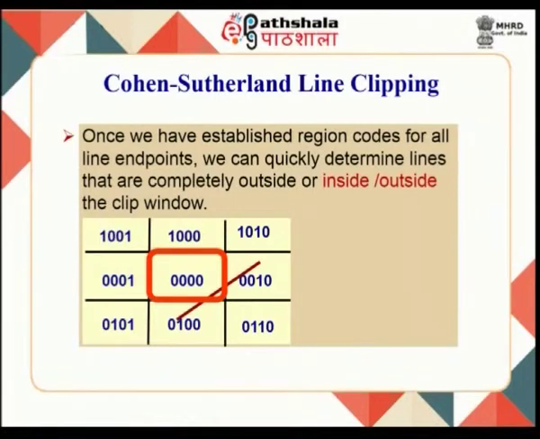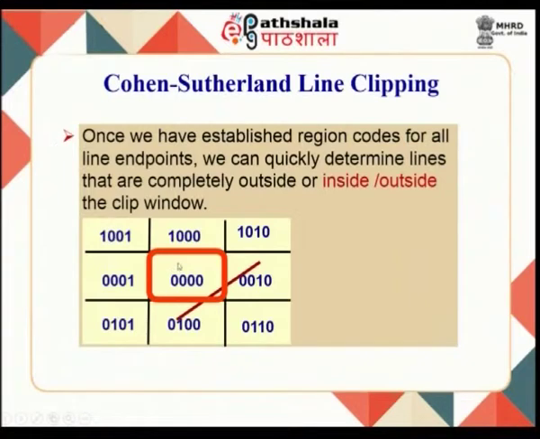Now, take for example a line whose region codes are computed for both the endpoints and obtained like this: 0 1 0 0, and 0 0 1 0 is the region code for the other endpoint of the line. Now, you see if you perform a bitwise AND operation, what you get is all zeros, isn't it.